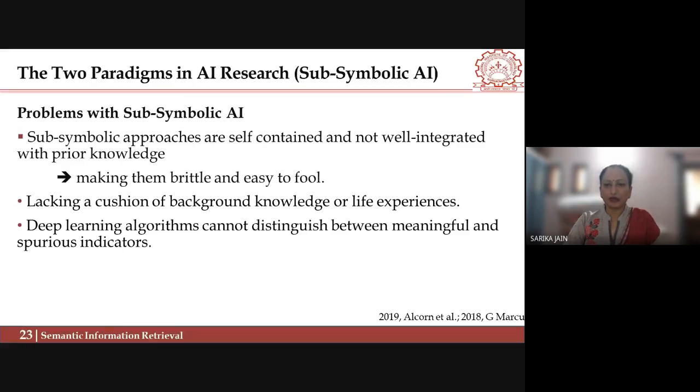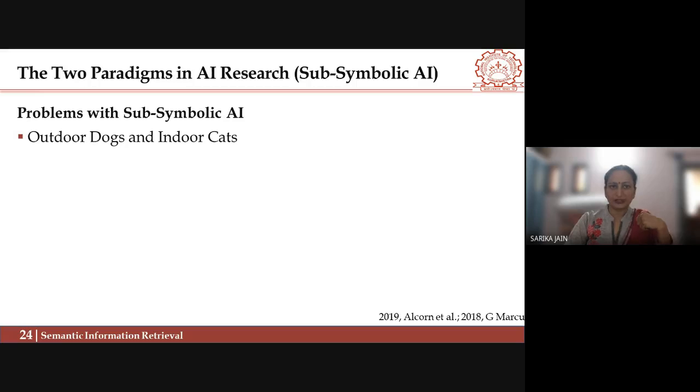I should add, background knowledge and experiences provide the necessary context to reason about the patterns. Only through this are you able to identify those patterns which are most likely to represent actionable knowledge. So background knowledge becomes that important. We have an example of outdoor dogs and indoor cats. There is a problem with sub-symbolic AI. The overfitting problem is there, and the underfitting problem comes.